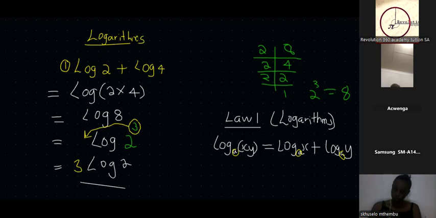That should be the final answer. Any question? No, sir. Okay. Let's now continue. 2 times 4, it's 8.